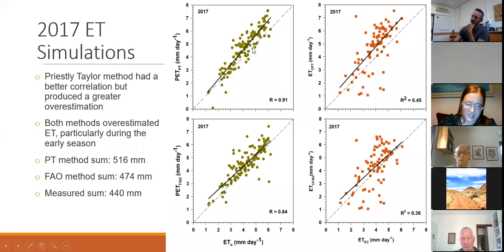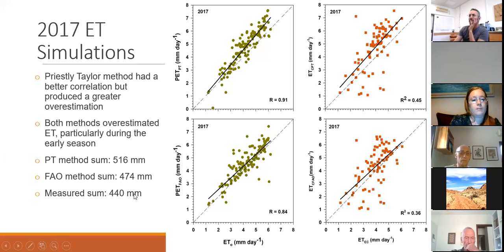And what we see here in the beginning with the potential ET is that we have a really good correlation between calculated potential ET and our DSAT's potential ET. And then when we move on to looking at the actual crop ET, we see a lot more variation between the two, the measured and the simulated. We have a bit of a better correlation, or R-squared, with this Priestley-Taylor method than we do with the FAO56 method. However, we have a better sum with the FAO56 method.